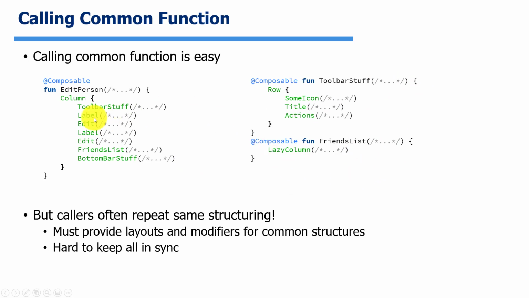However, think about every single one of those screens. They all need to define that same layout and pass the same modifiers to the toolbar stuff and the bottom bar stuff to make sure that it's going to appear the same in all our screens. Otherwise, if we modify 4 out of 5 screens to tweak the way the layout is set up, something's going to look or feel a little bit off. It's really hard to keep these things in sync.